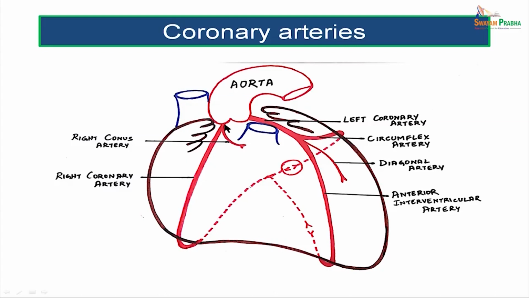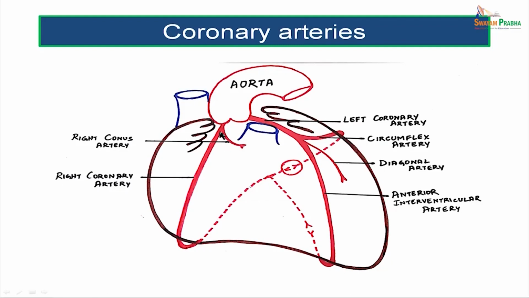Now, this right coronary artery, after it takes its origin from the anterior aortic sinus, runs downwards and forwards towards the right in the right atrioventricular sulcus. This is the atrium and this side is the ventricle. This is the right half of the anterior atrioventricular sulcus. So, it runs downwards and to the right. It lies between the right auricle and the pulmonary trunk.